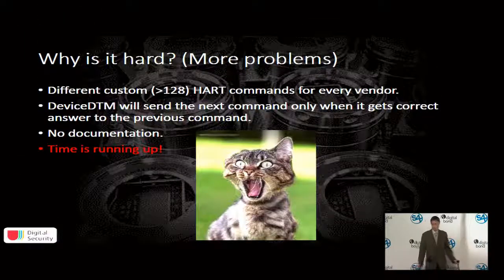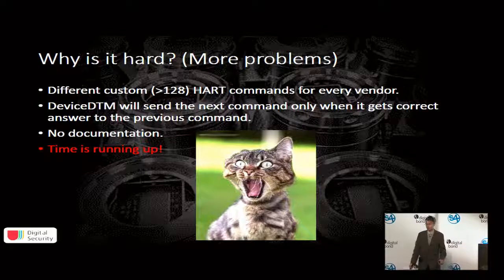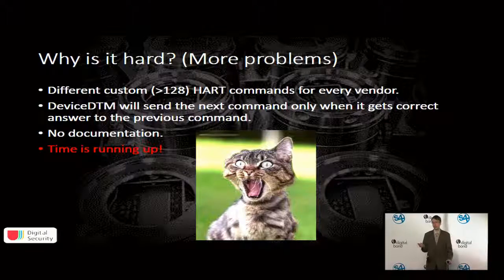And as I've said, there are different custom HART commands for every vendor. Every vendor has a specific application layer, and unfortunately, the device DTM will send the next command to the device only when it gets a correct answer to the previous command. So to fuzz, you need state-based fuzzing, and you need generation-based fuzzing, and you need to know the exact commands, and you don't know them.